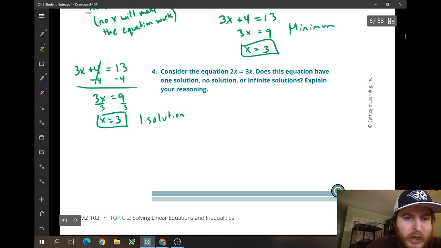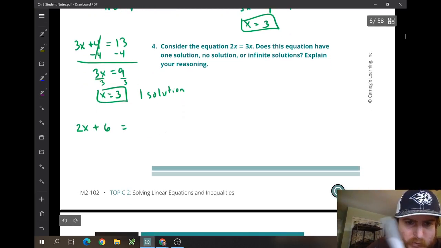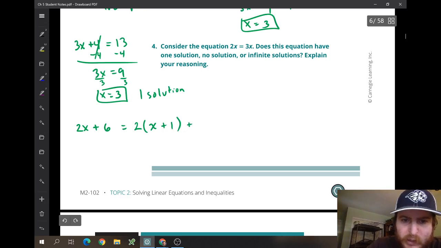Next, we're going to do an example of no solution. So we might have something like 2x plus 6 is equal to, let's say, 2 times x plus 3. Actually, let's even make this harder. Let's do 2 times x plus 1, plus 2. There we go. I should have written these down before.